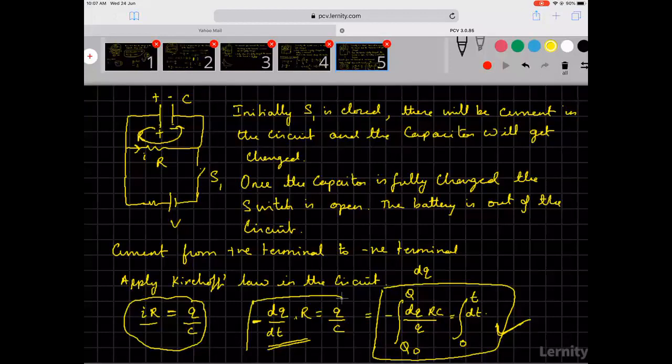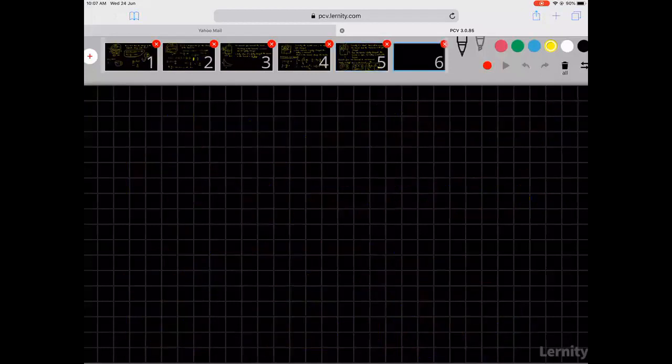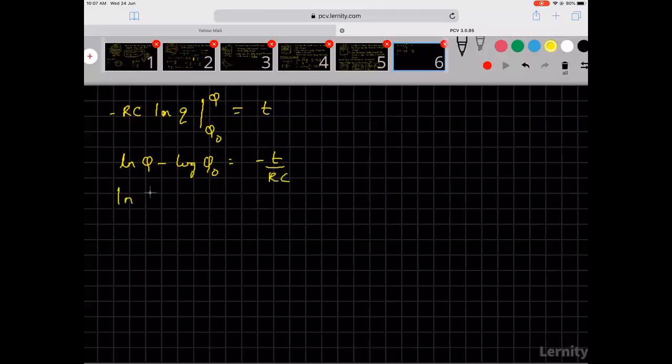So I have this integral here. Now we will use yesterday's techniques to solve this integral. So now this is a relatively simple integral. So it will become minus RC log Q, limits Q naught to Q at time T, or I will say log Q minus log Q naught is equal to minus T by RC. I've taken RC to the other side. So I'll get log Q by Q naught is equal to minus T by RC. So I will get Q is equal to Q naught into e power minus T by RC.